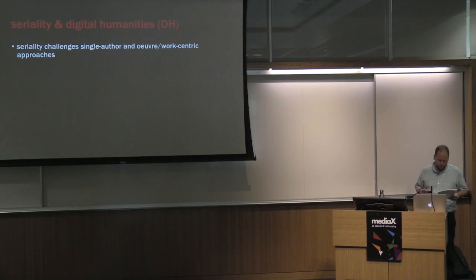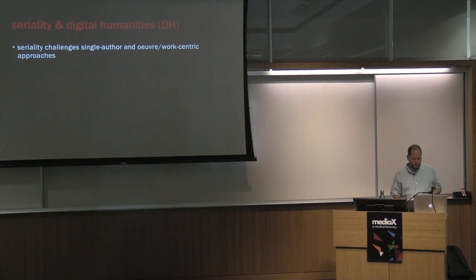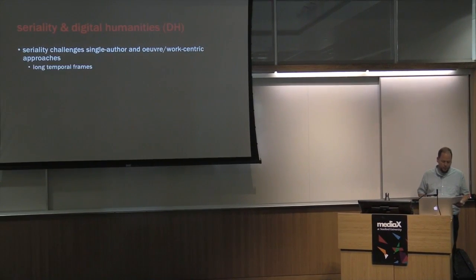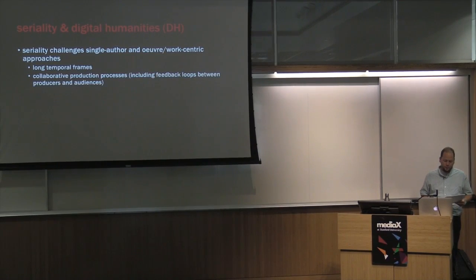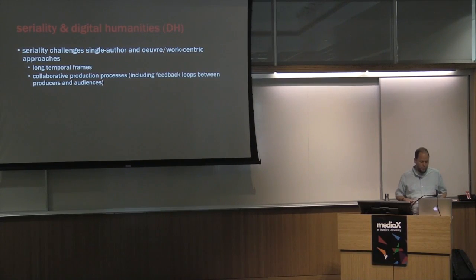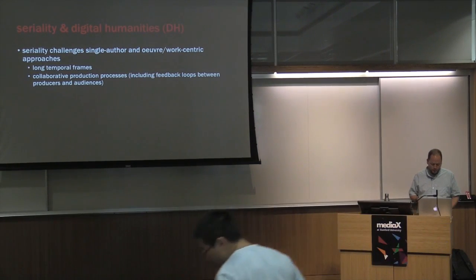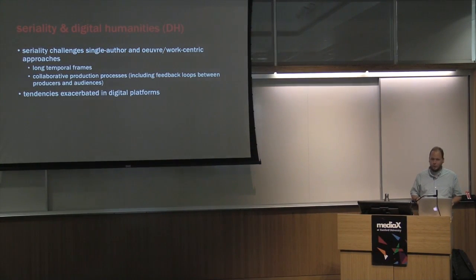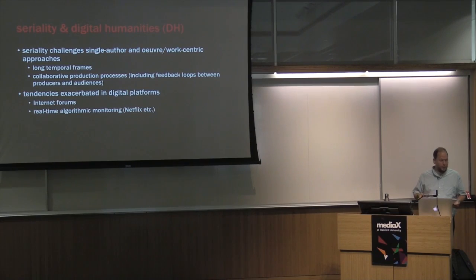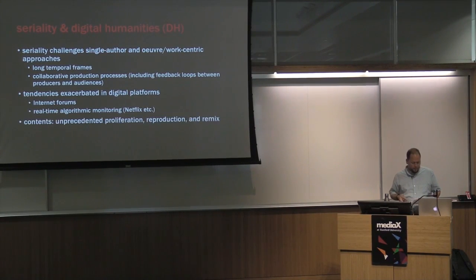To begin with, seriality challenges methods of single author and oeuvre or work-centric approaches, as serialization processes unfold across oftentimes long temporal frames and involve collaborative production processes, including not only team-based authorship in industrial contexts, but also feedback loops between producers and their audiences, which can exert considerable influence on the ongoing serial development. Moreover, such tendencies are exacerbated with the advent of digital platforms, in which these feedback loops multiply and accelerate. For example, internet forums are established or monitored by serial content producers, and perhaps more significantly, there's real-time algorithmic monitoring of serialized consumption on platforms like Netflix. Likewise, the contents of serial media are themselves subject to unprecedented degrees of proliferation, reproduction, and remix under conditions of digitalization.